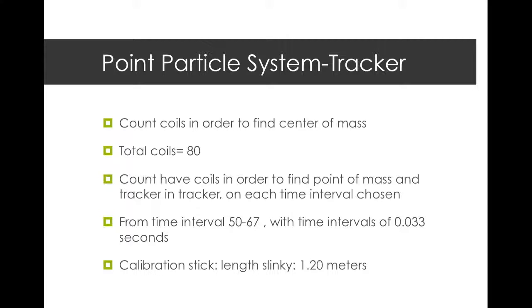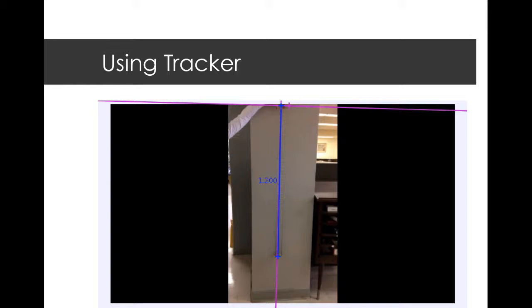In order to do so, we had to track its center of mass as the slinky fell. So I had to count the number of coils, which was 80, and divide it by 2, which is 40, in order to find its center of mass, which was 40 coils downwards, in order to be able to track the center of mass as it fell in each time interval. The intervals consisted of 0.033 seconds, and a calibration stick of 1.20 meters was used.